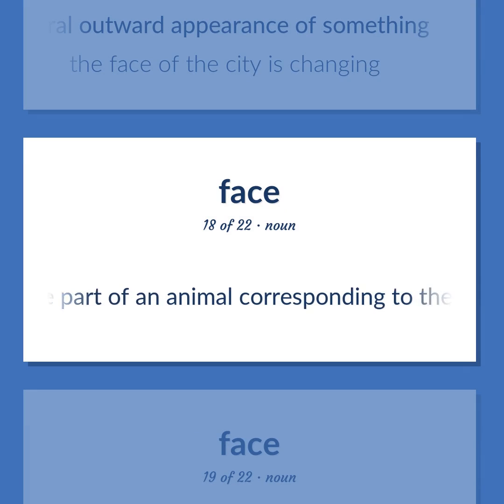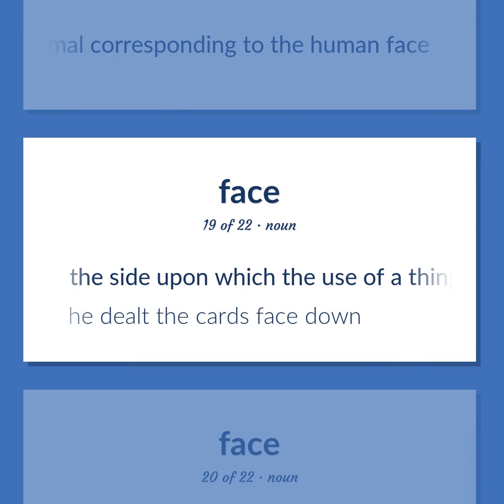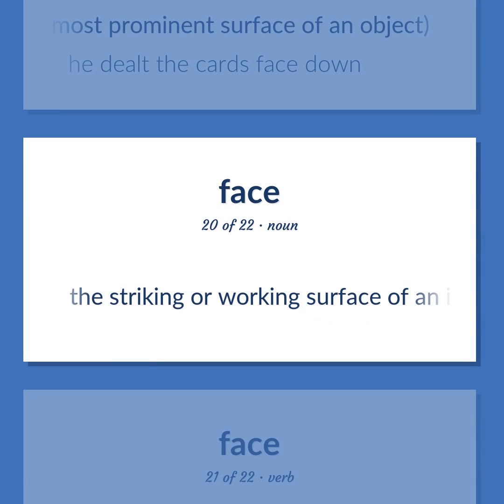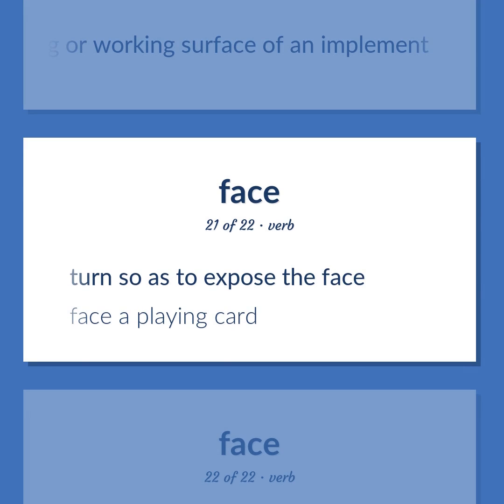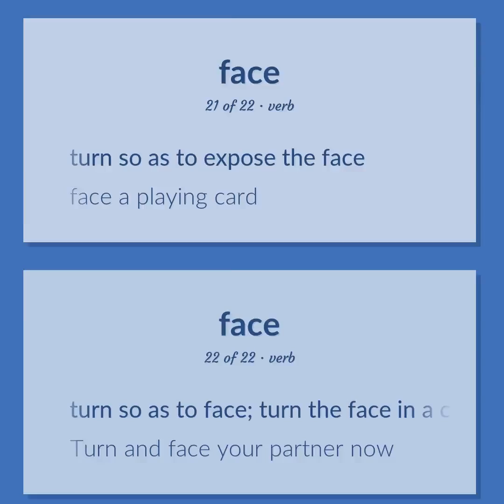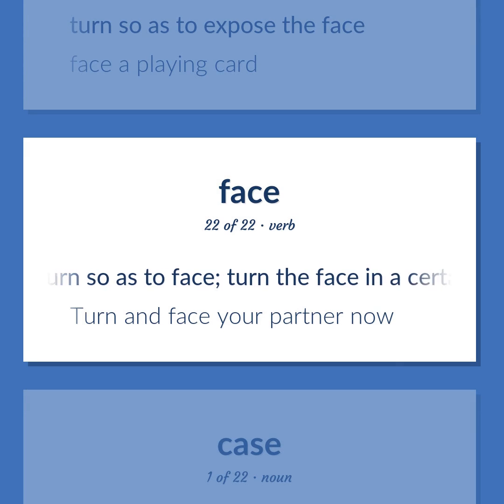The part of an animal corresponding to the human face. The side upon which the use of a thing depends, usually the most prominent surface of an object. He dealt the cards face down. The striking or working surface of an implement. Turn so as to expose the face. Face a playing card. Turn so as to face. Turn the face in a certain direction. Turn and face your partner now.